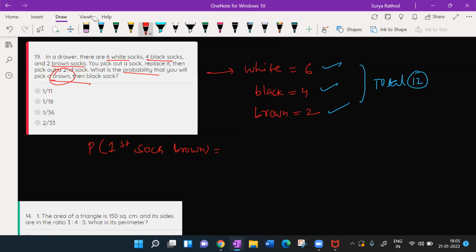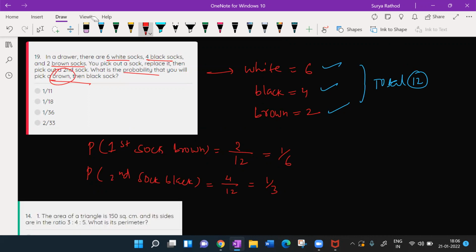2 by 12. 2 out of 12, which is 1 by 6. Now what is the probability of the second sock being black? 4 by 12, which is 1 by 3.